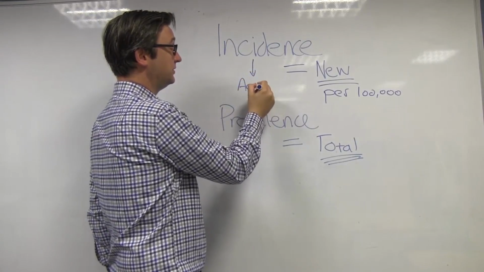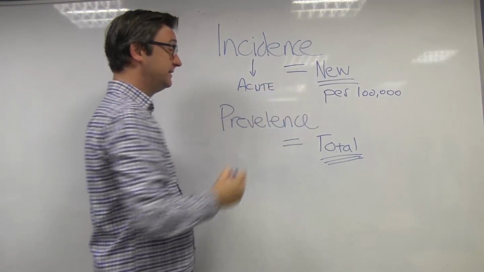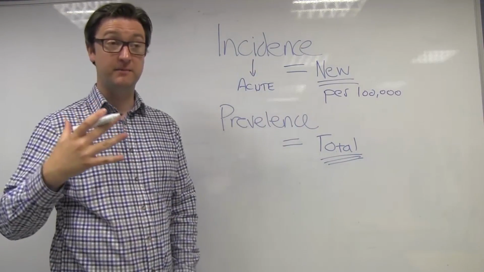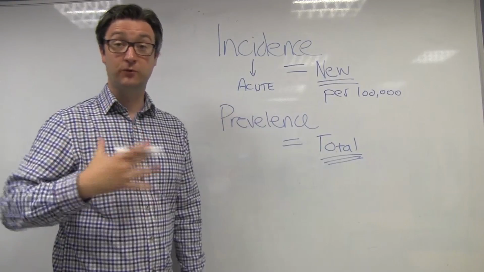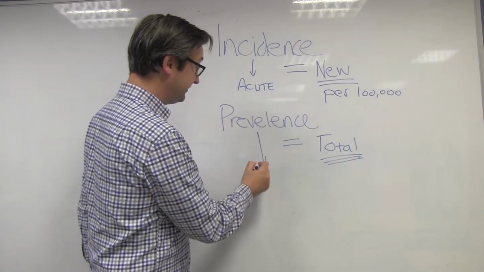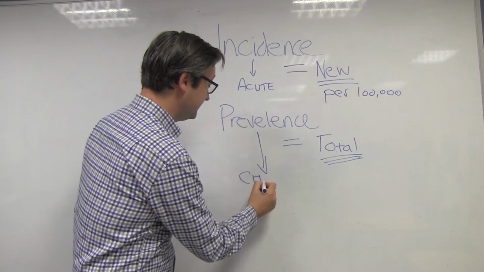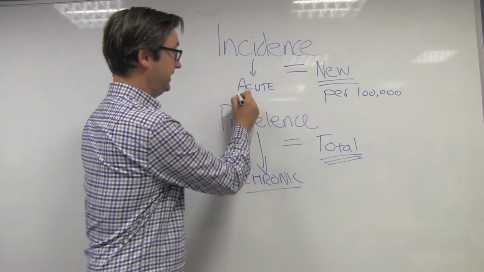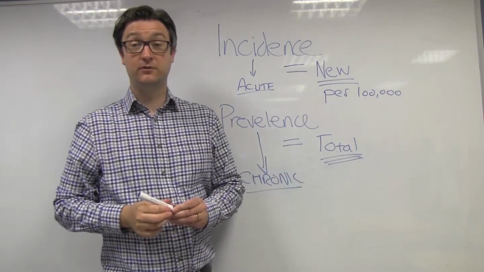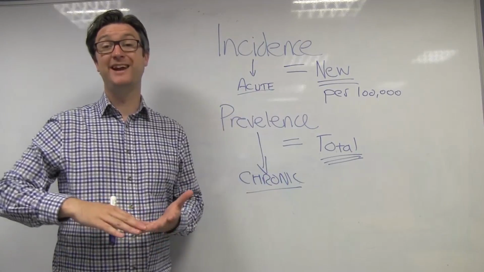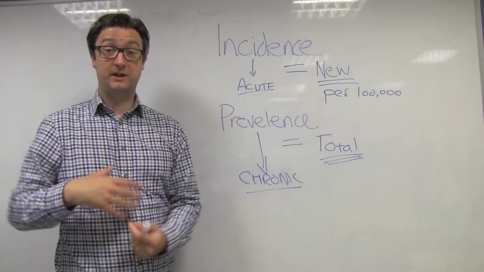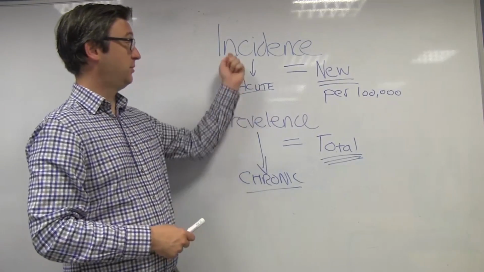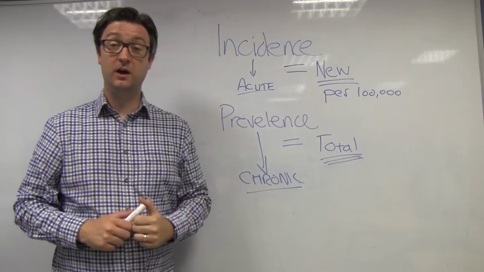then we would use incidence. And if we're looking at a disease that is chronic and can come on over a long period of time, or somebody could have been living with it for a prolonged period of time, then we would use prevalence. Chronic. Okay? So they're important for us in determining our positive and negative predictive values, because given the type of disease will point us towards which one of these we're going to use.